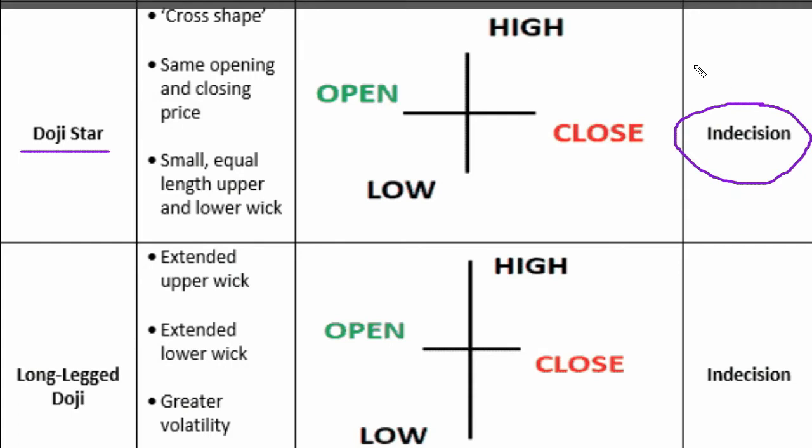It can happen in either trend, either in uptrend, downtrend or side trend, but after the doji star occurs on the chart, we have to wait for a strong price action, then we can easily take trade. Let's see the long leg doji.